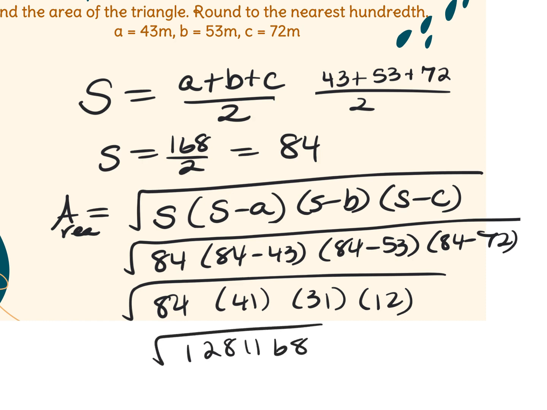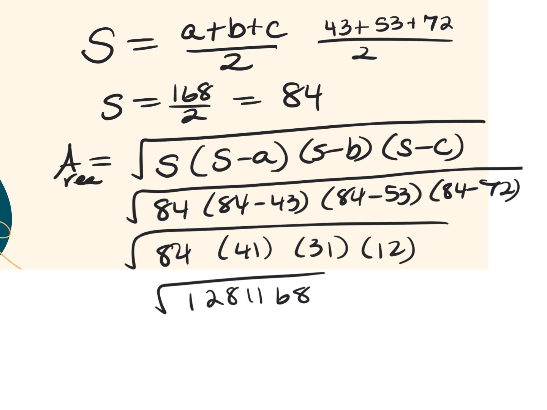1,281,168 is the product. Once you square root it, you get 1131, rounded to the hundredths place, 0.89, and it's meters squared.